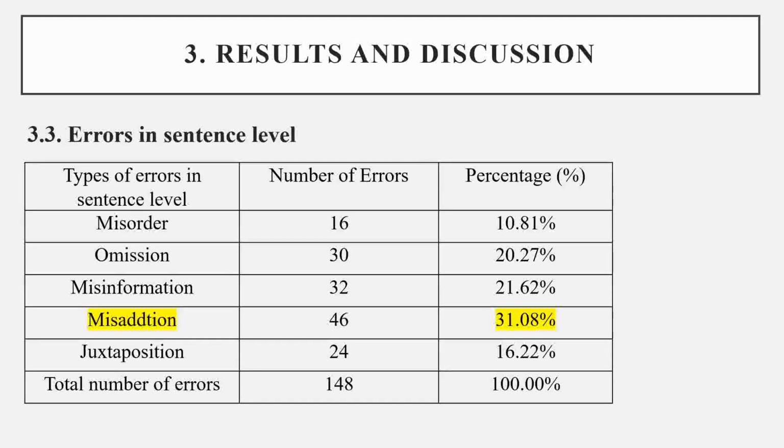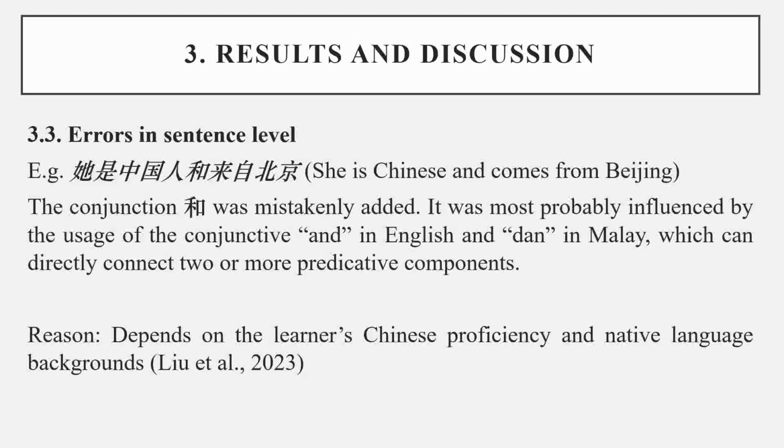The last is the errors at the sentence level. It can be seen that misaddition is the most frequent error, around 31% of the total number of errors. For example, one participant wrote, 他是中国人和来自北京. She is Chinese and comes from Beijing. The conjunction 和 was mistakenly added here.